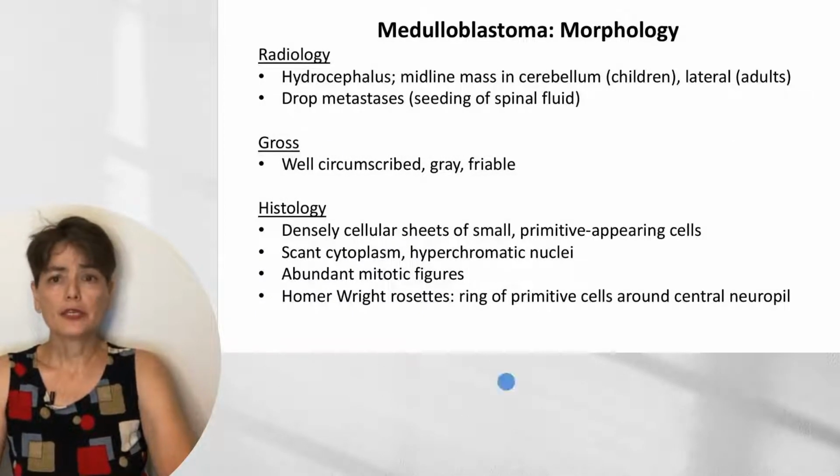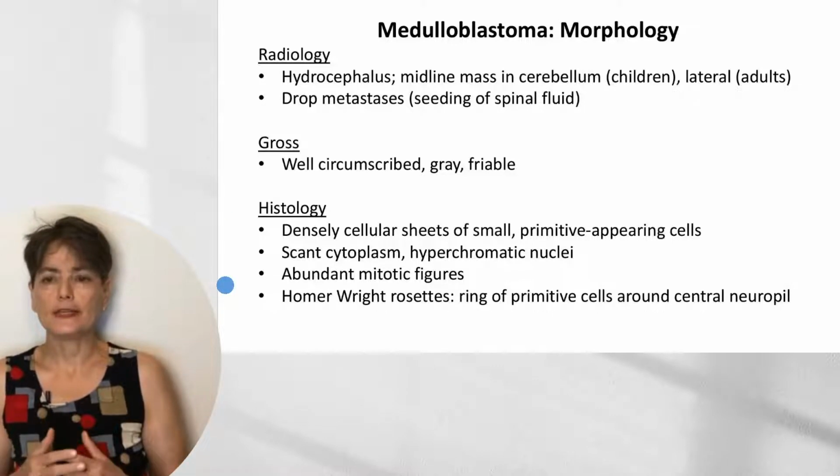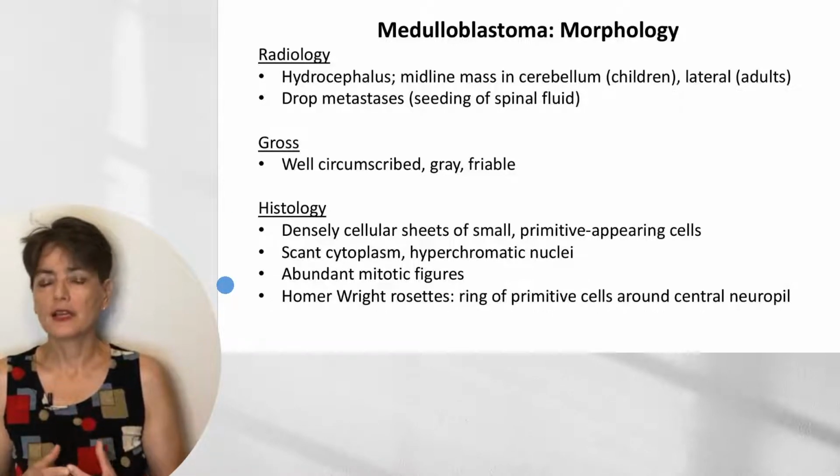Now, morphologically, on radiology, we're typically going to see hydrocephalus due to this midline mass in the cerebellum of children. In adults, it tends to be a little bit more lateral. And as I mentioned, we can see drop metastases, and I'll show you an image of that. Grossly, these are well-circumscribed friable masses, and what we'll see histologically are these dense sheets of small primitive-appearing cells with scant cytoplasm and hyperchromatic nuclei with abundant mitotic figures.